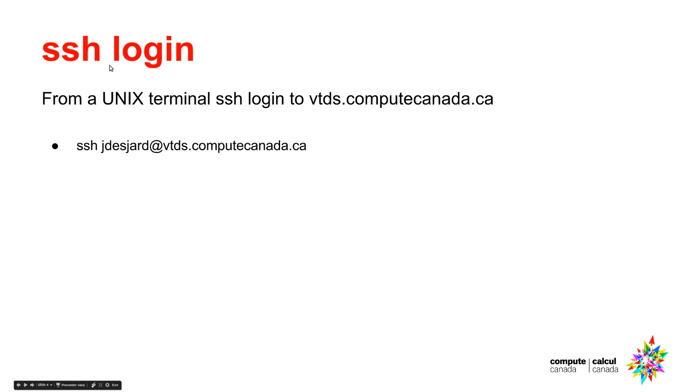In terms of logging into the systems, from a Unix terminal, the SSH login we can do right now is to the virtual test and development system, vtds.computecanada.ca. And this form is simply SSH, the username at the system you'd like to log into.